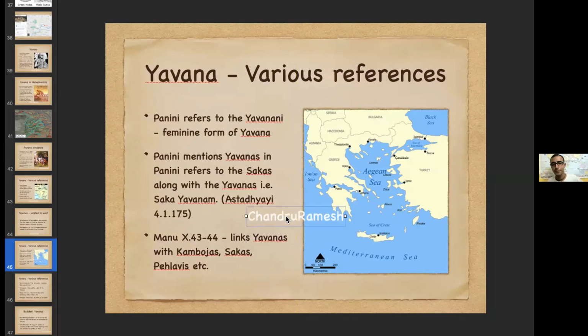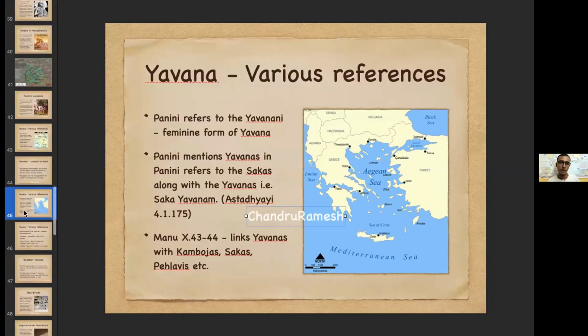Panini in his book also refers to Yavanani, the feminine form of Yavana. Panini mentions Yavanas along with the Shakas. Interestingly, the Shakas and the Yavanas are both located to the west of India. So Shaka Yavanam again shows the geographical proximity of the Shakas and Yavanas. Manu, in Manu Samhita 10.43, again speaks of the Yavanas along with Kamboja, Shaka and Pahlavis. These are all to the west of India. So again, it's an indicator that they are geographically near to each other.